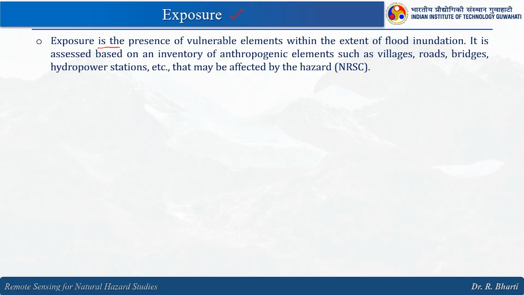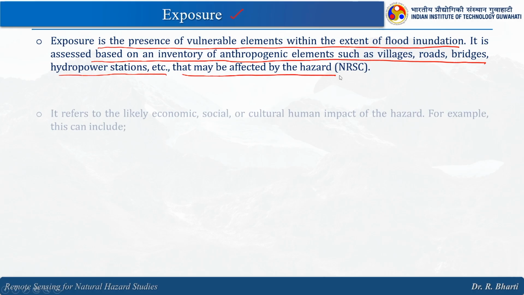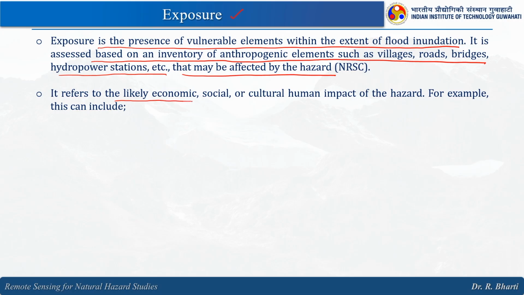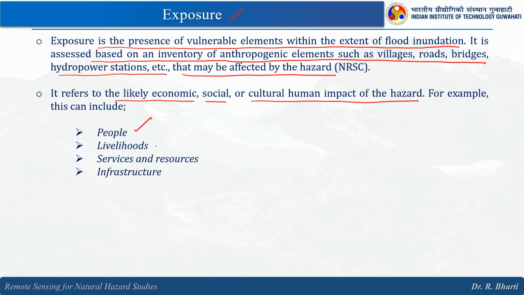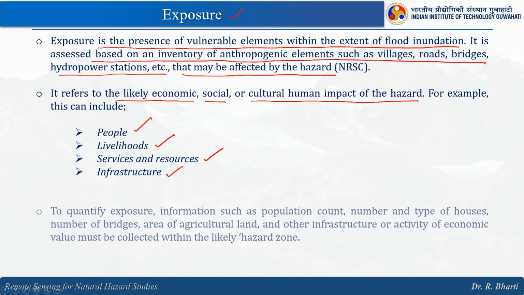Now, let us talk about the exposure. Exposure is the presence of vulnerable elements within the extent of flood inundation. It is assessed based on inventory of anthropogenic elements such as villages, roads, bridges, hydropower stations, etc. that may be affected by the hazard. It refers to the likely economic, social and cultural human impact of the hazard. For example, this can include people, livelihoods, services and resources, infrastructure in that particular area.